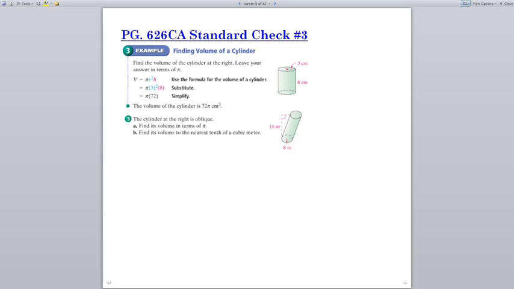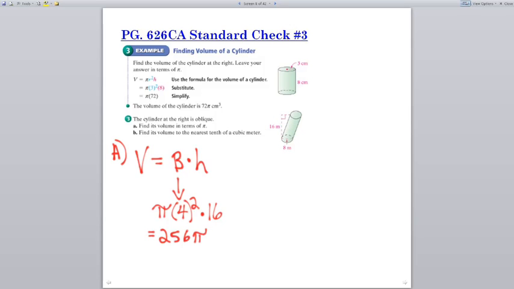For number 3, I'm looking for the volume in terms of pi. Again, that's base area times height. In this case, the base is a circle with a diameter of 8, so a radius of 4, and so the area of a circle is pi r squared. So I get that times the height, which is 16. They've given us this height over here, straight up is 16. I work through it, I get 256 pi cubic meters.